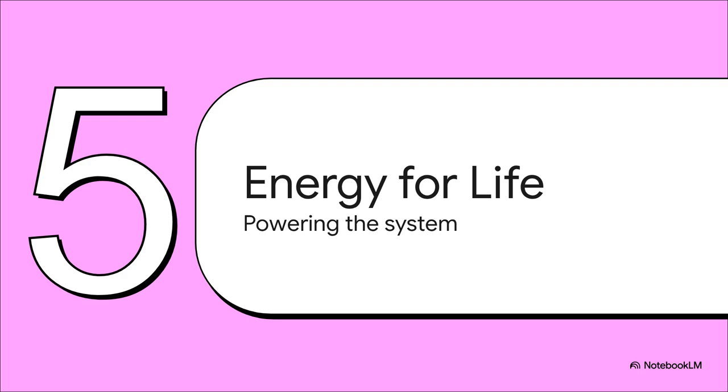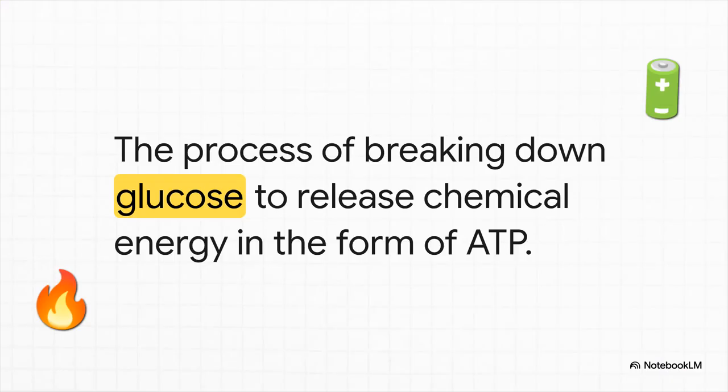Okay, final piece of the puzzle. We've built the molecules, and we have the instructions. But all of this construction takes energy. So how do living things capture, store, and use that energy to power everything? Well, the main way that most organisms get usable energy is through a process called cellular respiration. This is where we take energy-rich molecules, like glucose from our food, and break them down in a very controlled way. The energy that's released is captured in a special molecule called ATP, which acts like the rechargeable battery or the universal energy currency for the cell, powering just about everything it does.